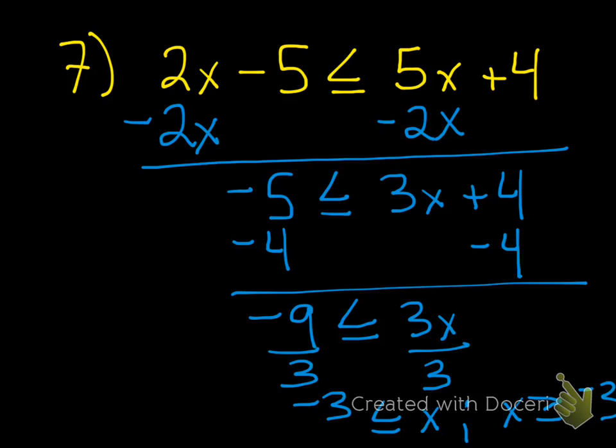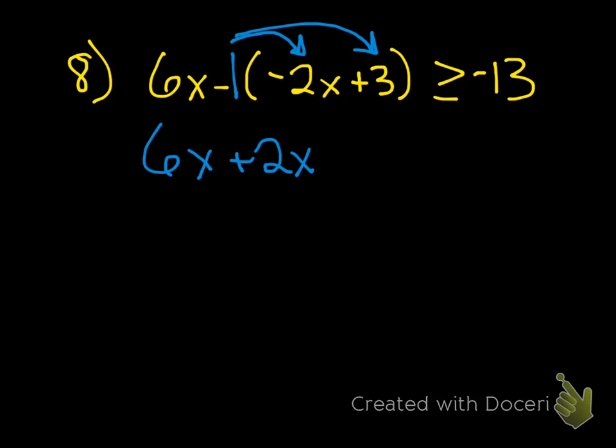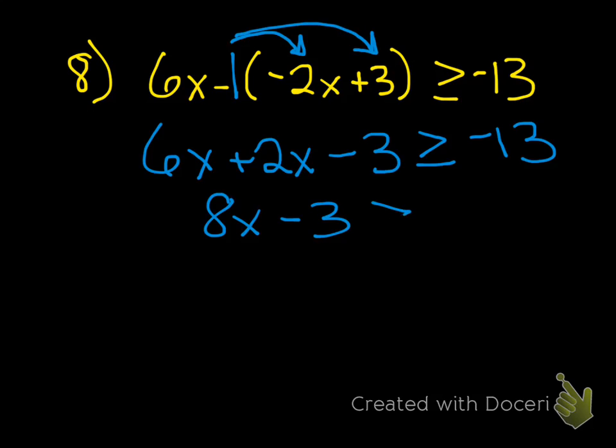All right, number 8. Okay, what messed people up about this one is that, remember, if you've got this negative sign on the outside, that's like a negative 1, and then you're going to distribute to this one and to that one. So we've got 6x, negative 1 times negative 2x is positive 2x, negative 1 times positive 3 is negative 3, it's greater than or equal to negative, excuse me, 13. Okay, now I'm going to combine like terms. 6x plus 2x, 8x minus 3 is greater than or equal to negative 13.